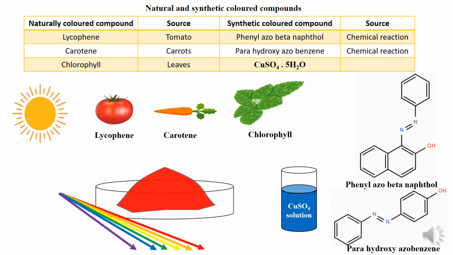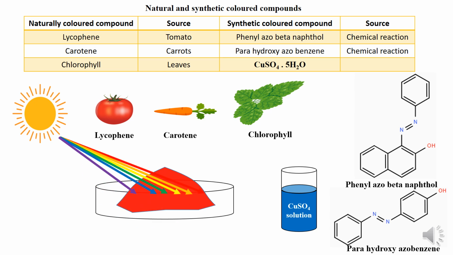Now when a beam of visible light strikes a colored compound or a colored substance, a certain amount of wavelengths of light are absorbed while the rest of the wavelengths are reflected. It is this unabsorbed reflected wavelength of light that strikes the retina of the eye and is perceived as a characteristic color.